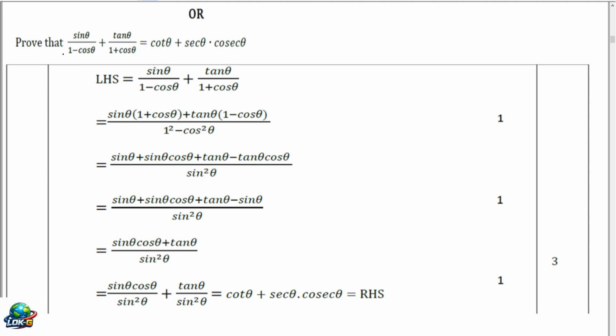The problem is like this: sin theta upon 1 minus cos theta plus tan theta upon 1 plus cos theta is equal to cot theta plus sec theta into cosec theta. For 3 marks, let us see how we can solve it. First of all, you take LCM.